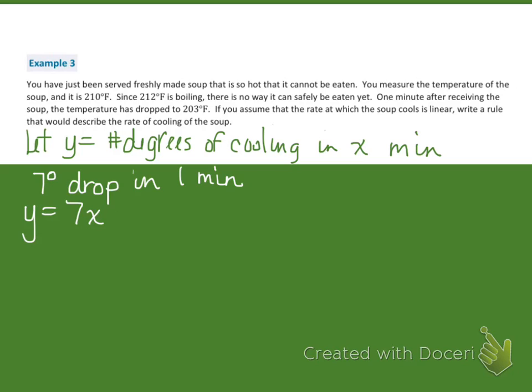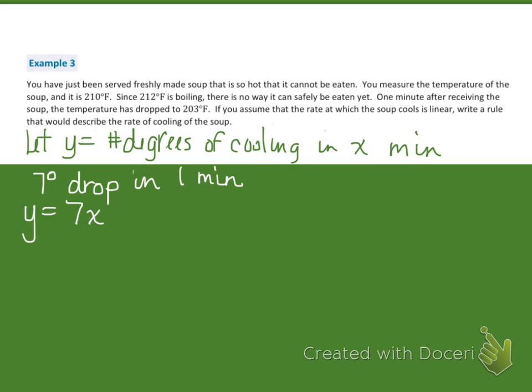Okay, so we've written a rule that would describe the rate of cooling of the soup. And so is this a continuous function or a discrete function? Okay, so hopefully you recognize this as a continuous function because our inputs for x could be any amount of time. Any fraction of a minute would make sense in this situation.